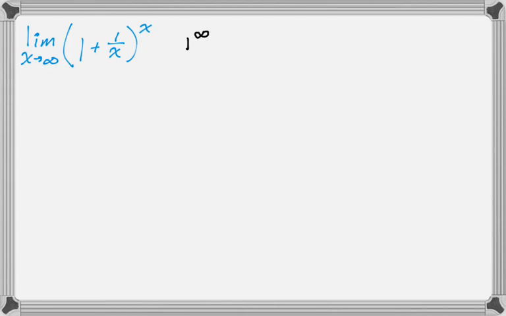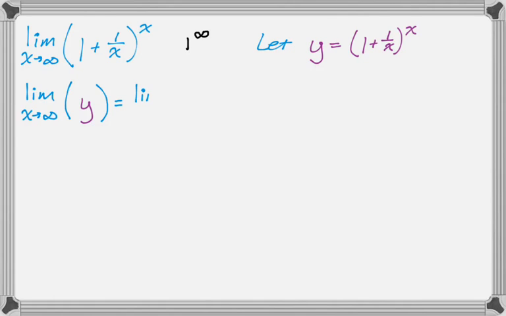So the technique we're going to use is we're going to start off by just letting y equal the thing we're taking the limit of, right? So all I'm doing is saying y equals that thing, so 1 plus 1 over x all to the x. And so that means really that I'm looking at the limit as x approaches infinity of y, which is still equal to the limit as x approaches infinity of 1 plus 1 over x to the x.